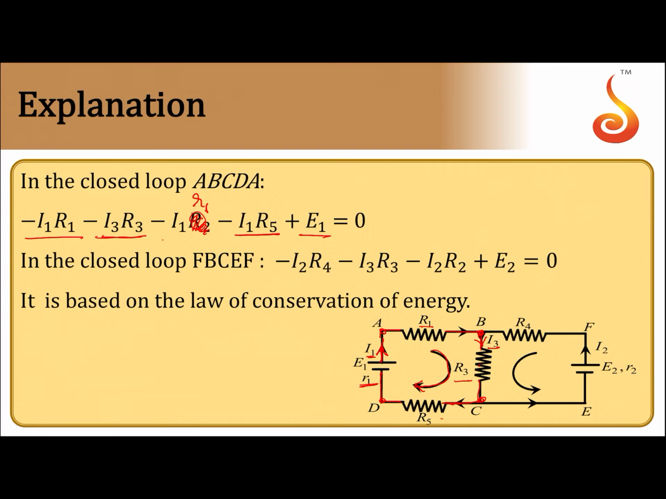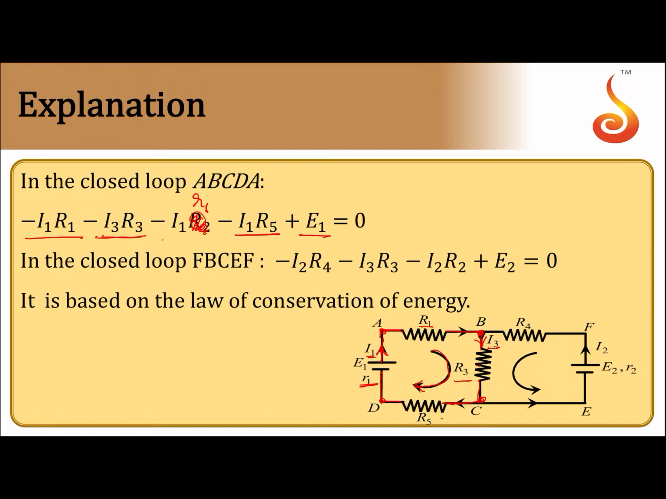Why is it equated to 0? You started from A and ended at A only. So, the sum of potential differences over a closed loop should be equal to 0. Here we have to follow the sign conventions. The IR product in the direction of current is taken as negative, and opposite to the direction of current is taken as positive. Whereas for EMF, if you come out of the positive terminal of the battery, EMF is taken as positive. If you come out of the negative terminal of the battery, EMF is taken as negative.